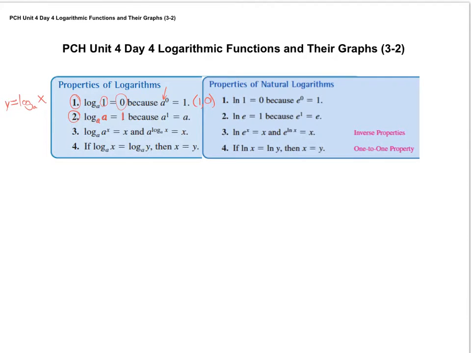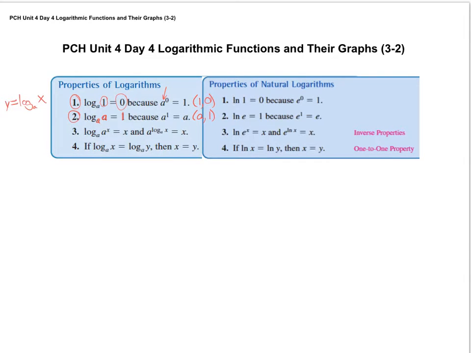So (a, 1) will always be a point on the graph, unless it's stretched or moved around or anything like that. If you can get these two points, then graphing these is super easy. (1, 0). Does that make sense? Any questions?